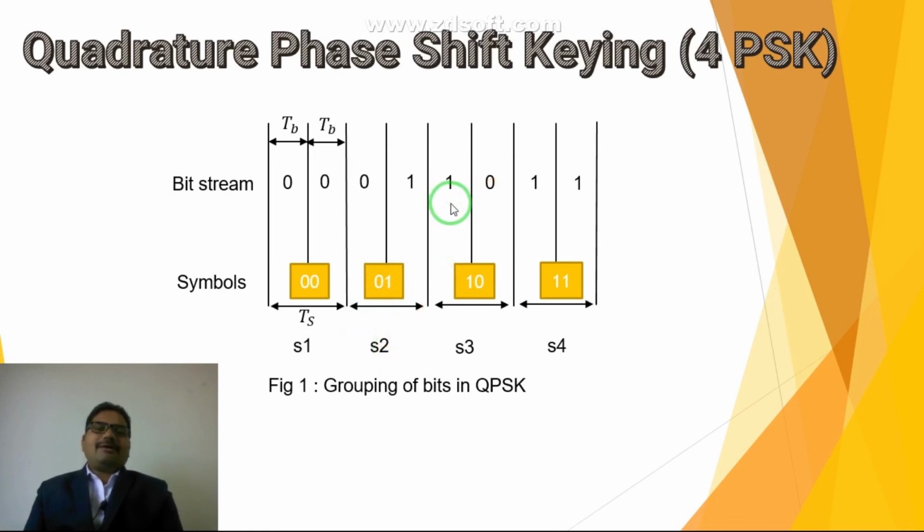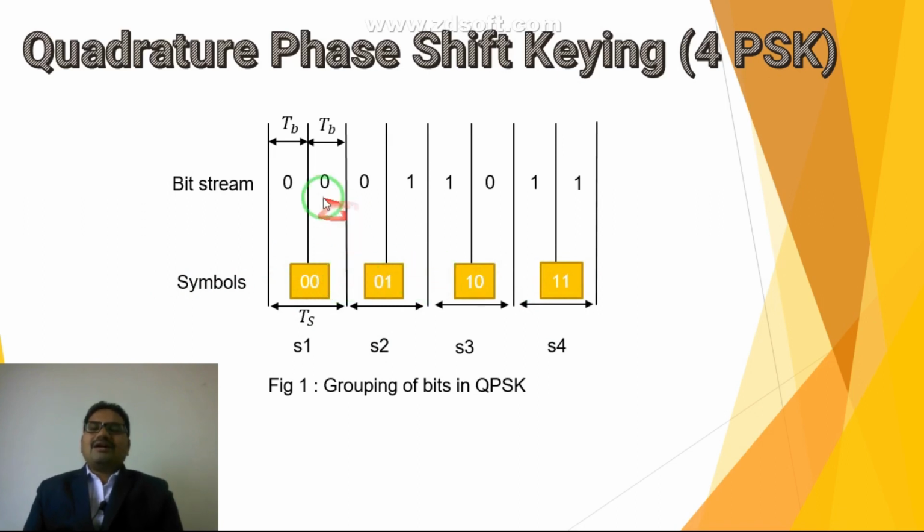Similarly, the third pair, of this bit and this bit, combine to form a pair 1, 0, and this symbol is represented by S3. And similarly, these two bits 1, 1 form a pair, and it is represented by symbol S4. These are called symbols, or we can also call them what? Messages. So it is a multi-level modulation.